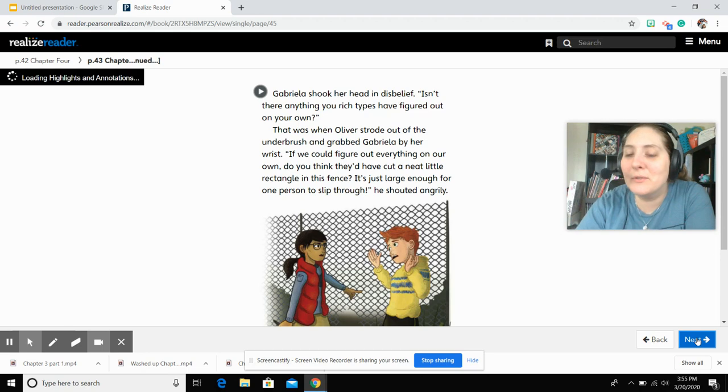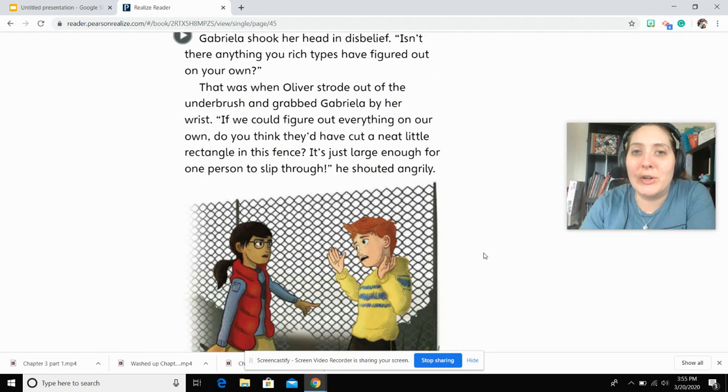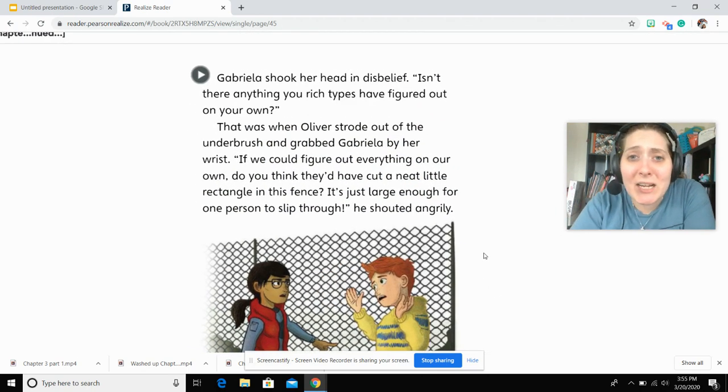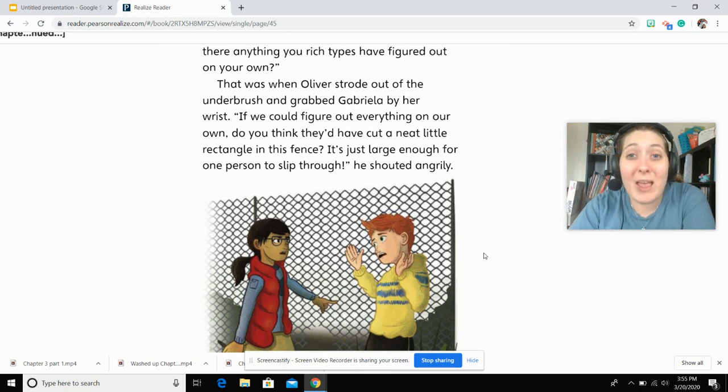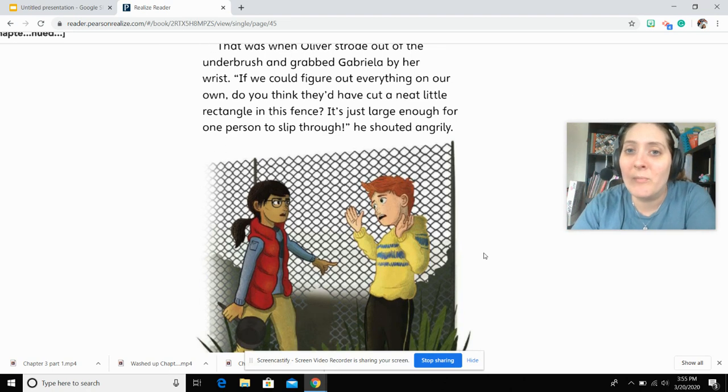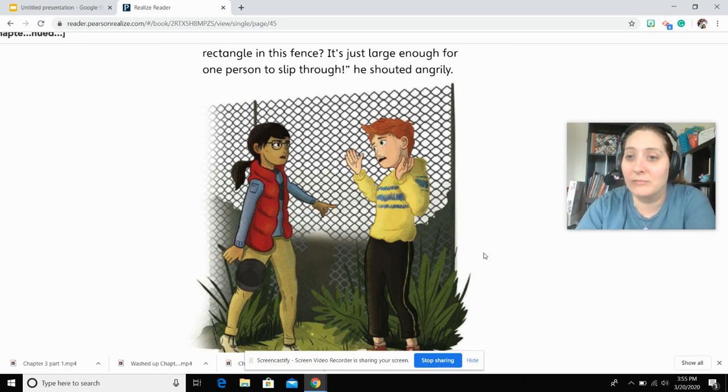I think I do. Gabriella shook her head in disbelief. "Isn't there anything you rich types have figured out on your own?" That's when Oliver strode out of the underbrush and grabbed Gabriella by her wrist. "If we can figure out everything on our own, do you think they'd have cut a neat little rectangle in this fence? It's just large enough for one person to slip through," he shouted angrily.